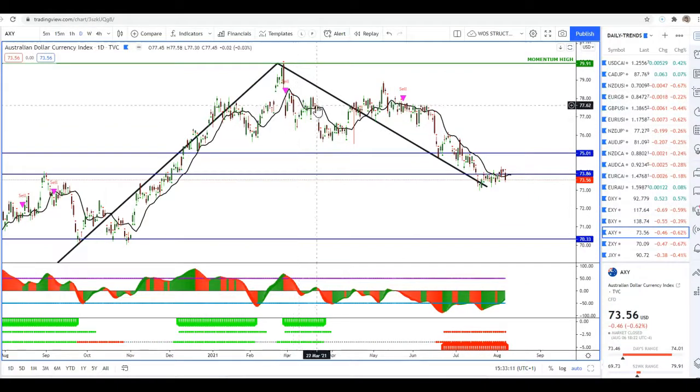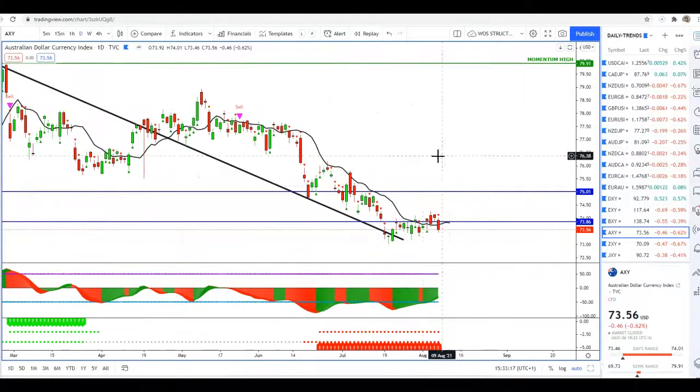So this is wave 1, wave 2, wave 3, and wave 4. Aussie is going into a consolidation around that structure. That structure, 73.86, is very strong. I'll be cautious with Aussie.